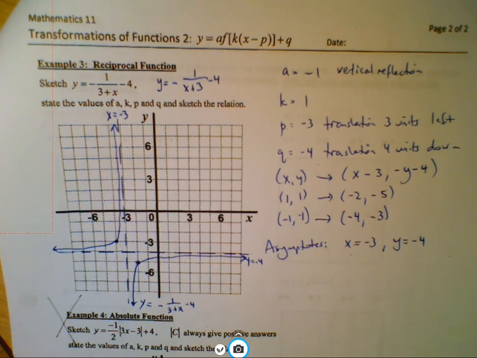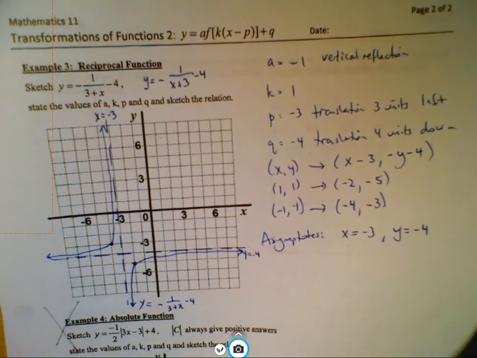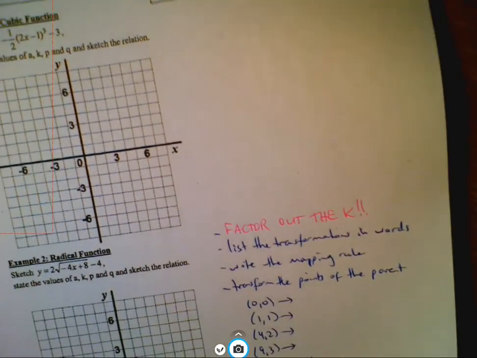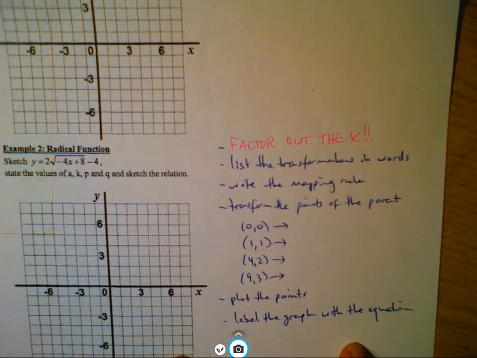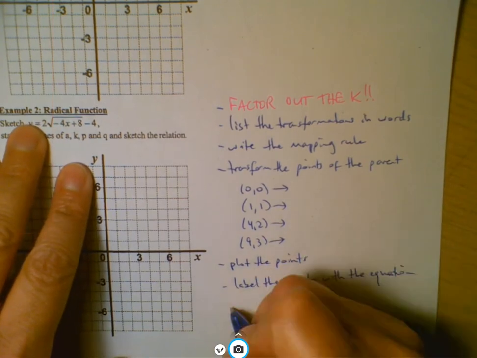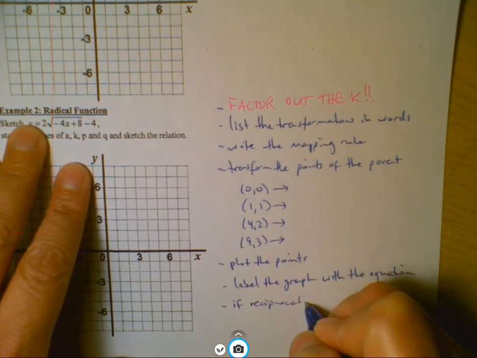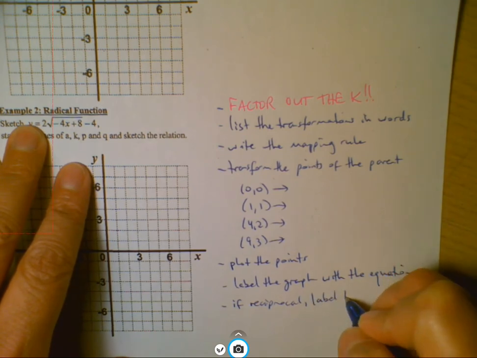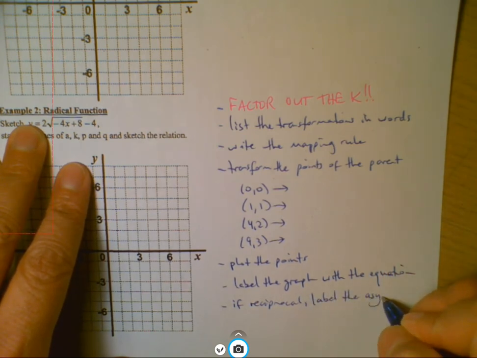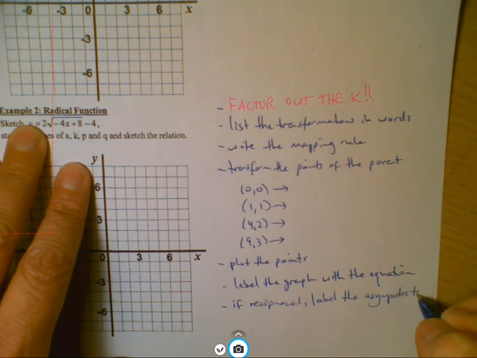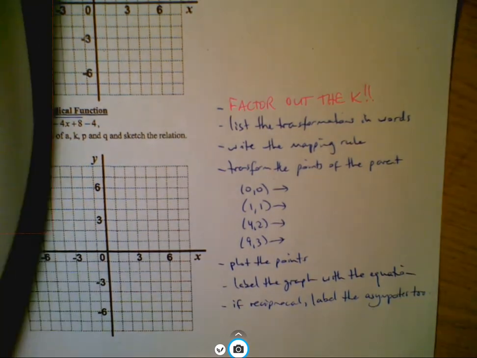So we'll have to add to our list of steps back here. What are your list of steps? Label the graph with the equation. And also, if reciprocal, label the asymptotes too. Okay, and that's it. That is your combination of transformations.